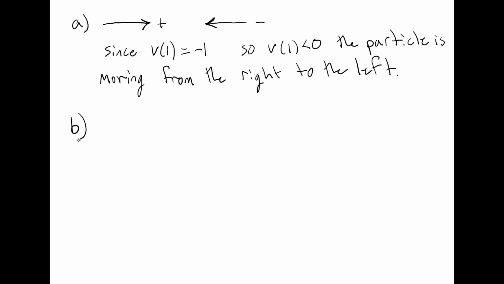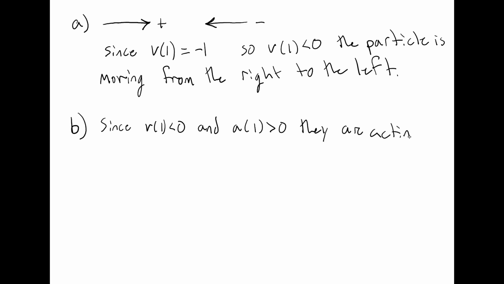Now, B, this one is a little bit trickier in a way. It doesn't matter what direction is considered positive or negative necessarily. It just matters the relationship between the velocity and the acceleration here, which is kind of strange. But it's the way it works, because acceleration is still given that initial direction. And so here we'd say, since v of 1 is less than 0 and a of 1, which if you recall is 6, is greater than 0, they're acting in opposite directions.